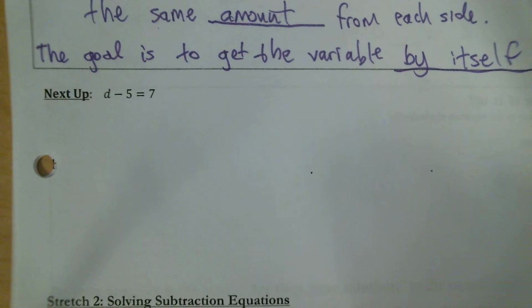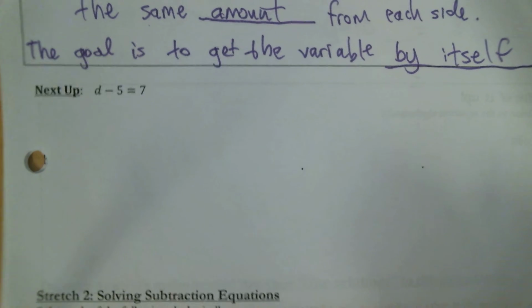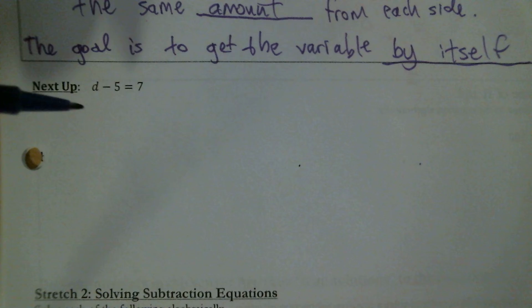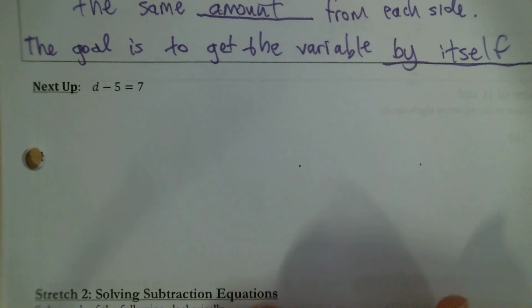Okay, so this is the second part of Module 4, Lesson 26, and now the only difference is instead of an addition equation, now we have a subtraction equation. So first, let's just think, what number would make this work?